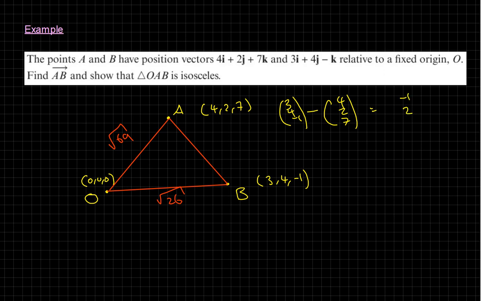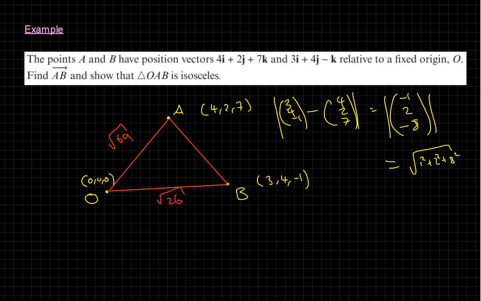4 minus 2 is 2. And I've written that poorly down there. -1, -7, that's -8. Okay, so let's find the magnitude of that. The magnitude of (-1, 2, -8) is the square root of 1 squared plus 2 squared plus 8 squared. I've cheated there slightly. I didn't write the minuses, but it doesn't actually matter, as you know.